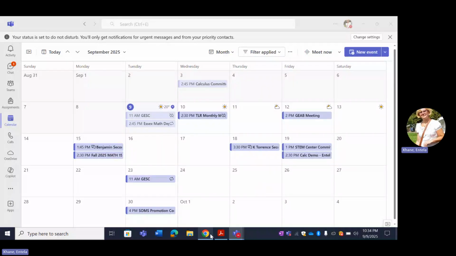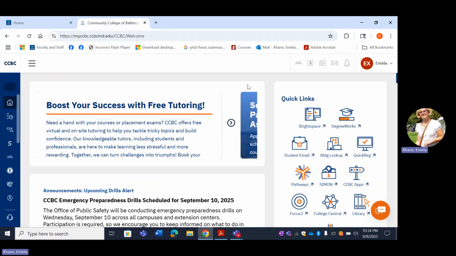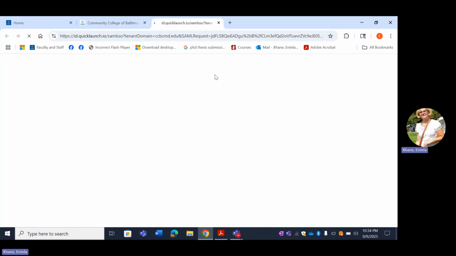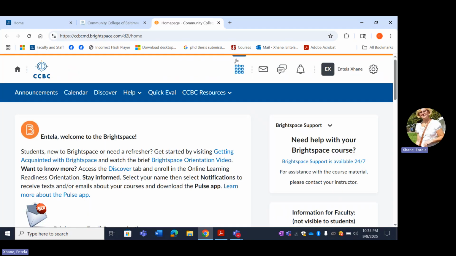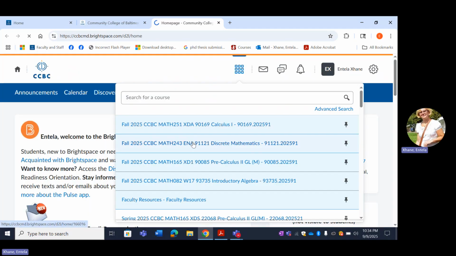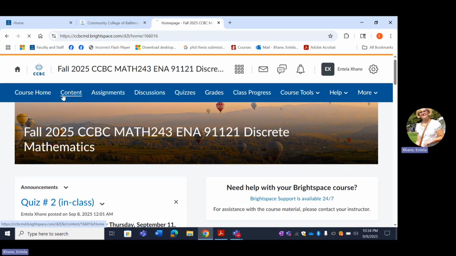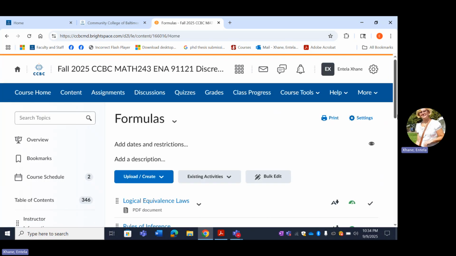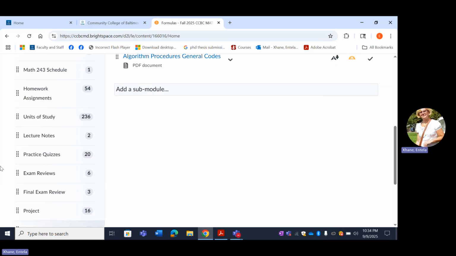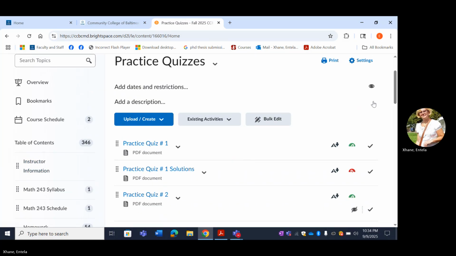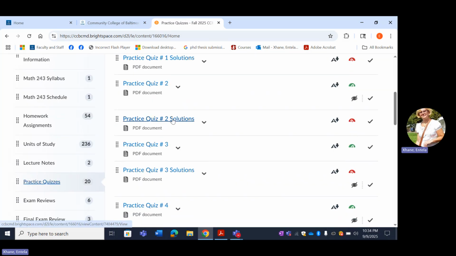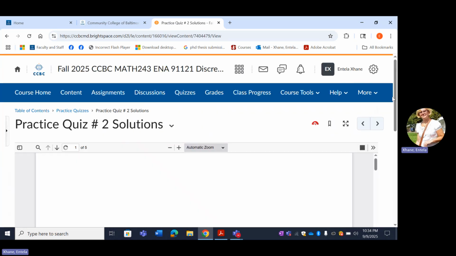So I'm gonna go ahead and share the solution from Brightspace. I'm currently sharing the screen. So let's get to Brightspace, logging into Brightspace. As you all know, there's a module created especially for quizzes and quiz reviews. So under content, locate the module on practice quizzes, and this is practice quiz number 2, solutions. So I'm gonna click, and then now let's go over it.